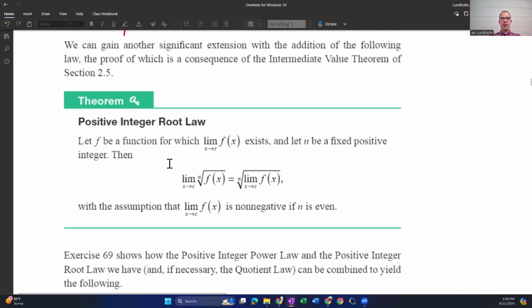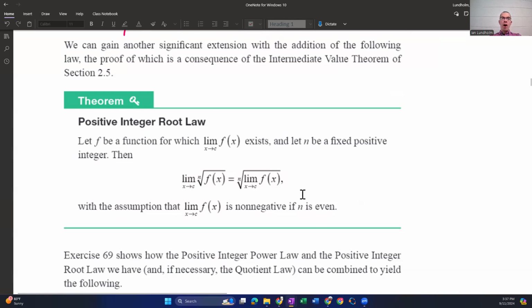Another extension, another limit law, is the positive integer root law, which is very similar to the power law, except now we're looking at roots. But again, you can pull that root out and evaluate a simpler limit if you want to. The y value you would get out of the limit needs to be non-negative if the root is an even root, because you wouldn't want to be taking an even root of a negative number.